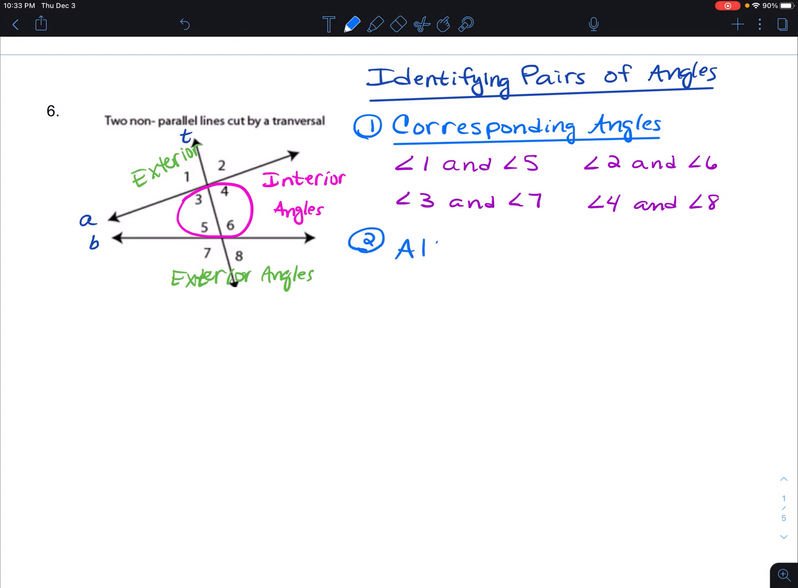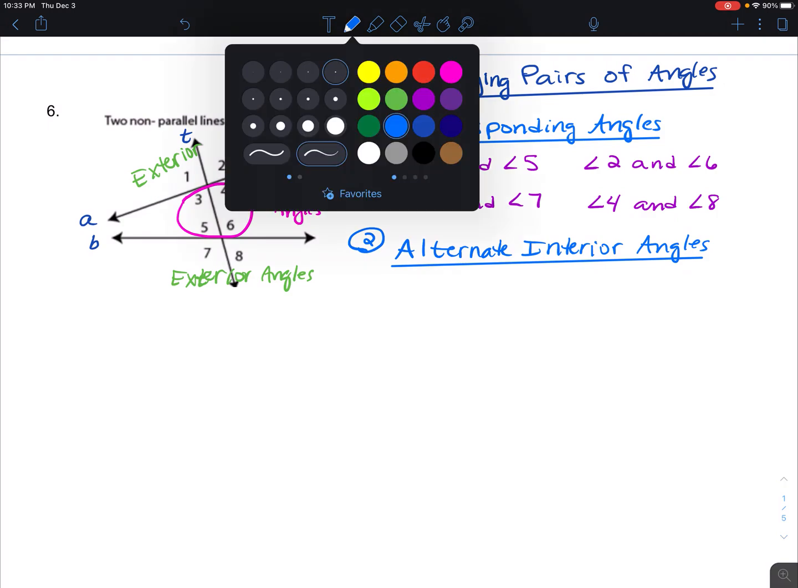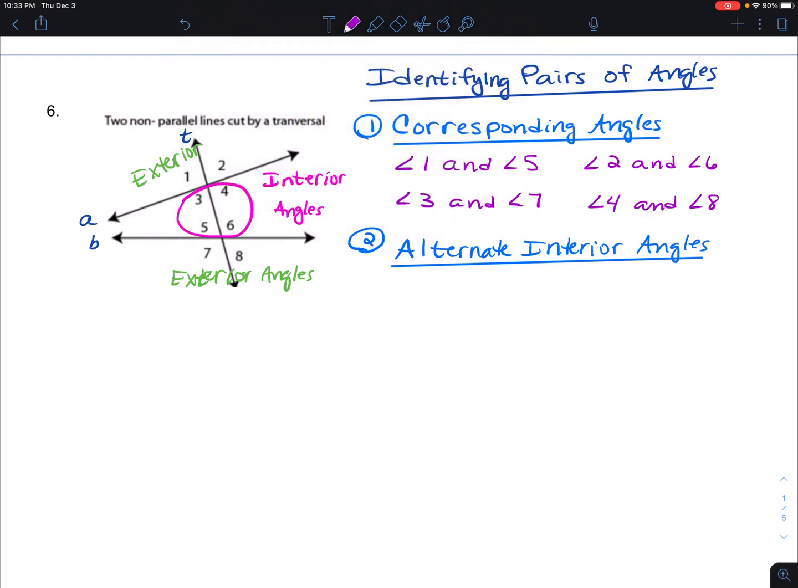Okay, this goes on to our second set. We have what's called alternate interior. That breaks it down. There's only 4 angles on the inside. Alternate interior angles. Now, alternate means I'm alternating across the transversal, and they have to be interior angles. So we're limited. So angle 3 and angle 6 would be a pair of alternate interior angles, as well as angle 4 and angle 5.